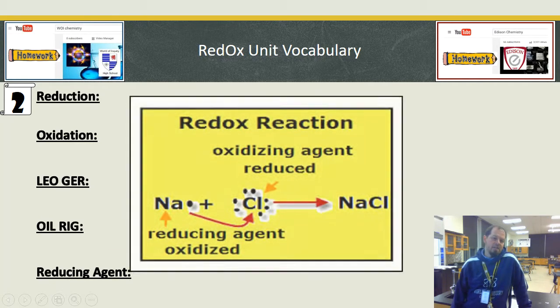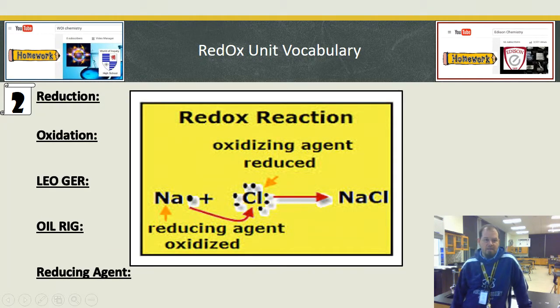Okay? Reducing agent. This is where things get complicated. Because this agent thing, LeBron James has an agent, but LeBron James's agent is not responsible for any of the points that he gets on the court, but he is responsible for some of the paychecks that he gets, right? So he has a role. So the reducing agent is actually the thing being oxidized. Okay, the reducing agent is oxidized.